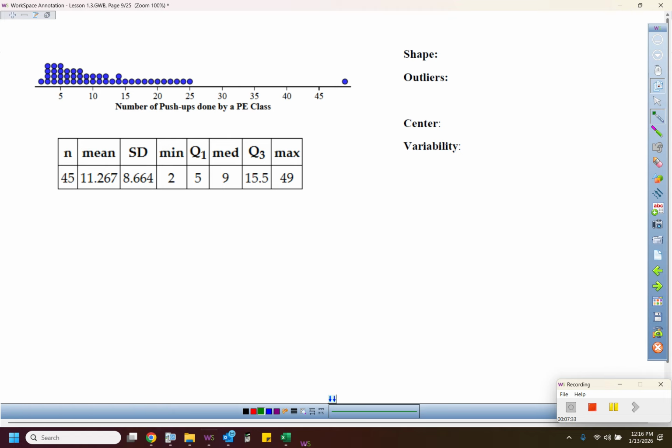Anytime it's on paper, I highly suggest that we do one of these and talk with your table group. How would you describe that shape? Let's go through these options first: fairly symmetric, skewed right, or skewed left. Pick from those three. If none of those three, it might be uniform. What do you think? I like it. Skewed right. This tail is going off to the right side.